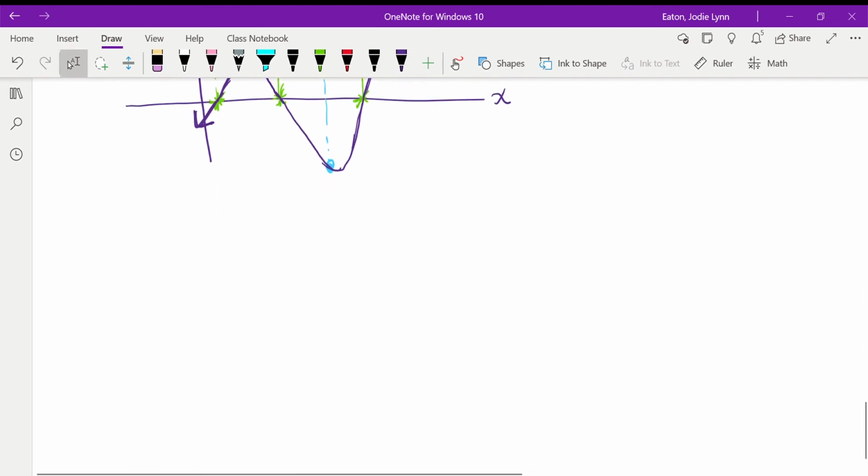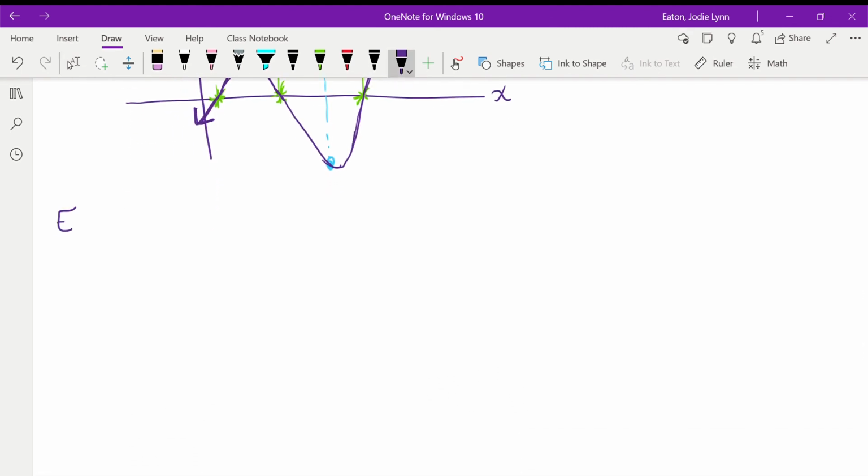Okay, so now you're going to see why we did so much stuff with calculating and evaluating complicated limits. So let's look at another example.